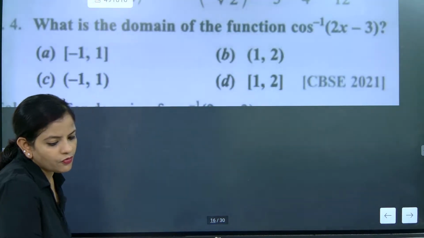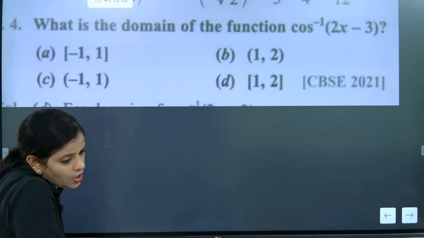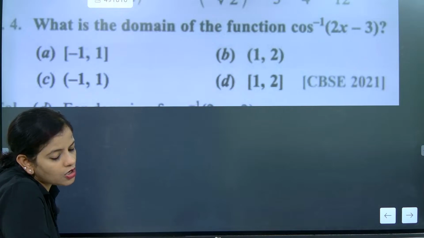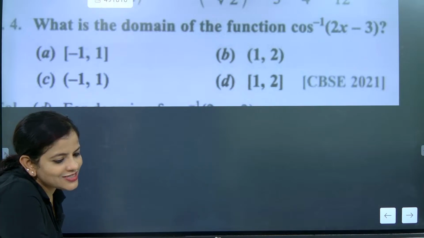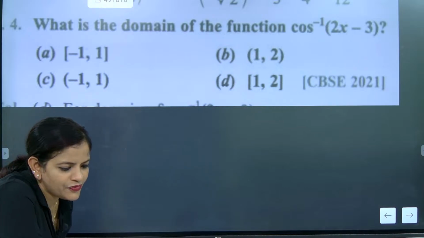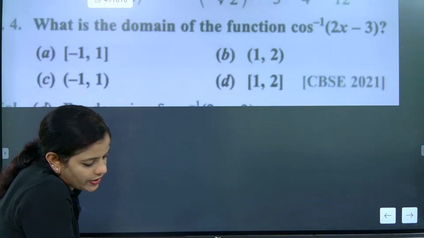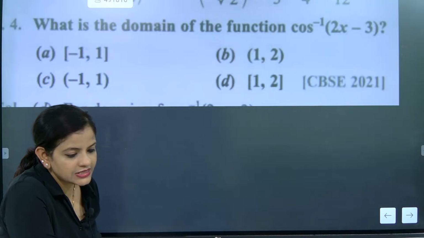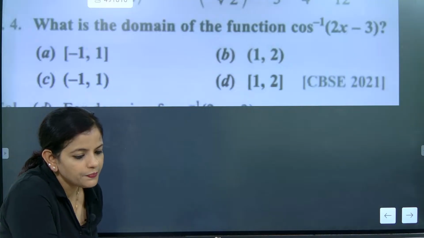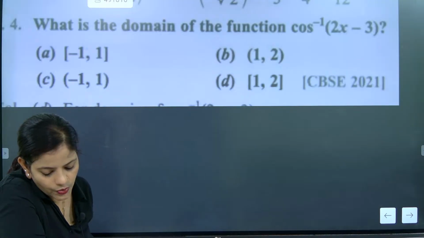Because these types of questions will trouble you. You have to find the domain of cos inverse of 2x minus 3. That's a CBSE 2021 question. If you see on the screen, it's a CBSE 2021 question. Please kindly check this question out.